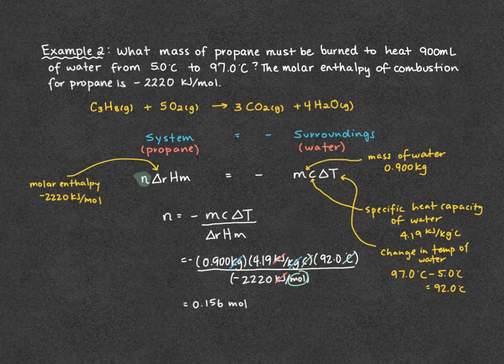So we're going to take this answer and we're going to use our formula: mass equals moles times molar mass to solve for the mass here. So our molar mass of propane is 44.11. So we're going to take 0.156 moles times 44.11 grams per mole. And we're going to get, to 2 sig digs, 6.9 grams.